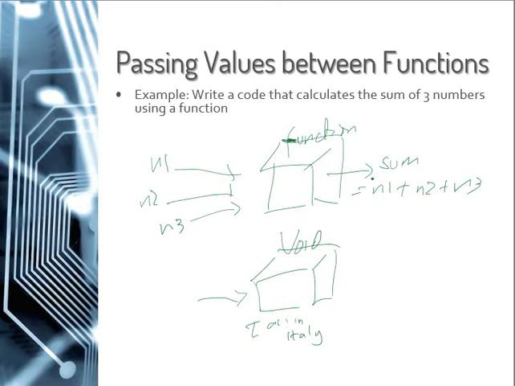That type can be determined by what type of value you return. Here, the sum of n1, n2, and n3 could be an integer, a float, or a double, depending on you, because this is a sum. But in this example, let us consider a function of type integer, meaning it returns a value that is an integer.